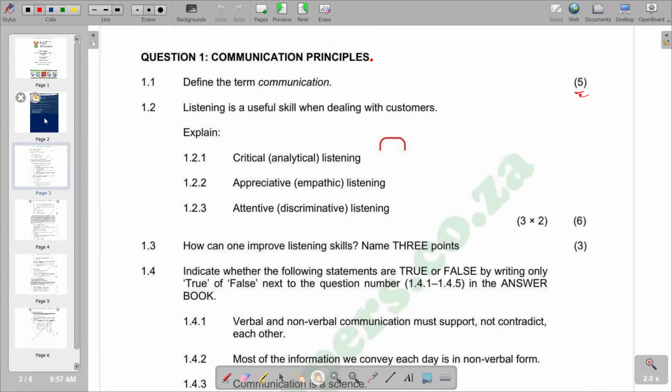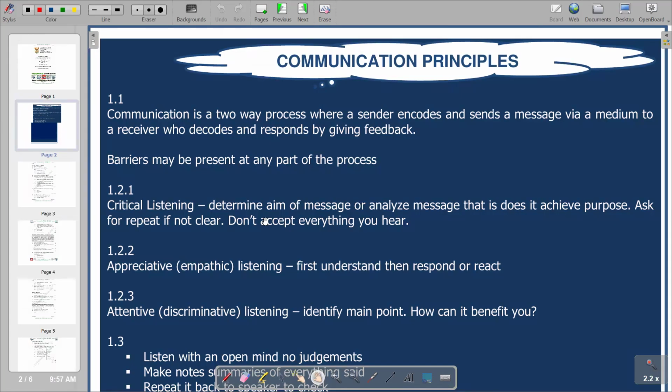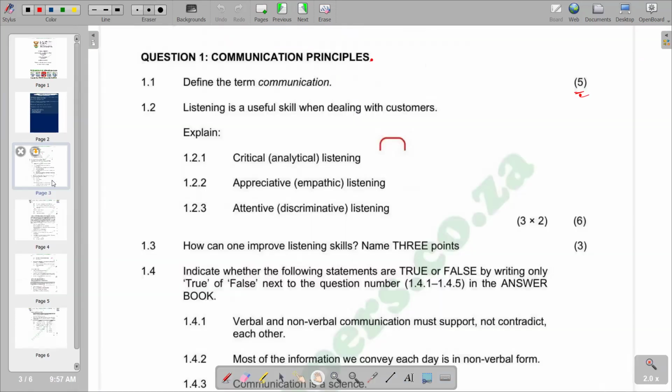So if you go to our other section, we are saying critical listening determines the aim of the message or analyzes the message, that is, does it achieve its purpose. Ask for a repeat if you're not clear. Don't accept everything you hear. So in critical listening, you do not just accept what is being said, but you analyze it and see the relevance of what you are hearing or receiving. So that's what we have.